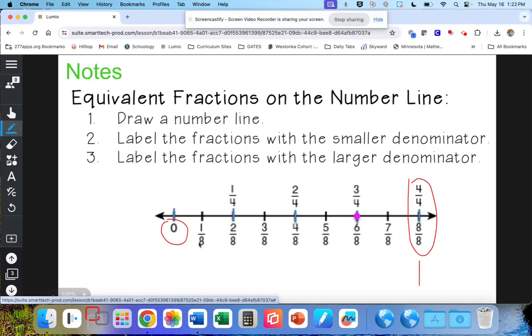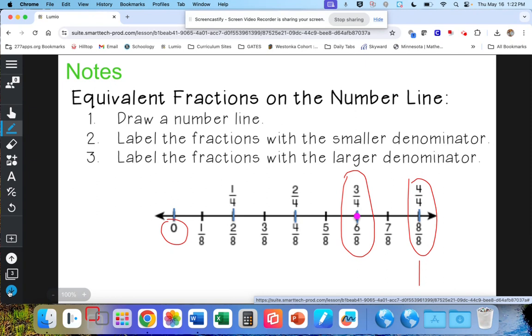On the bottom, we added some more in black, and we broke between those fourths to create now 8 pieces. So if we have this dot right here at 3/4, it would be on the same spot as if we broke it into 8 pieces as 6/8. Let's take a look at some examples.